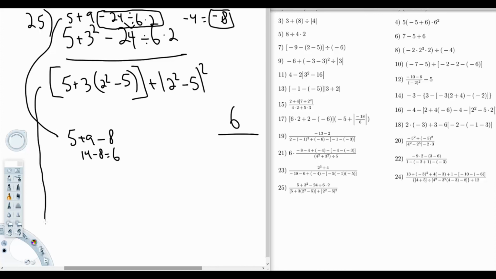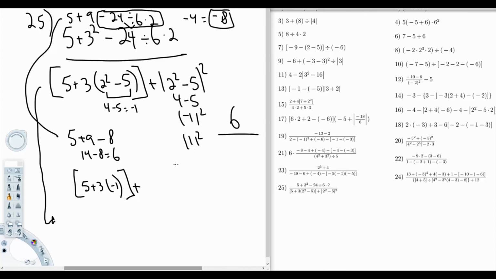The denominator. Let's take a look at that denominator. 5 plus 3. We can do these brackets right away because it's inside the other brackets. So that's 4 minus 5 equals minus 1. Plus absolute value. So this is 4 minus 5, right? 2 squared minus 5. That's negative 1. But the absolute value of negative 1 really means 1. And the square of that is 1 plus 1. So that's 5 minus 3 plus 1, which is 2 plus 1 equals 3.